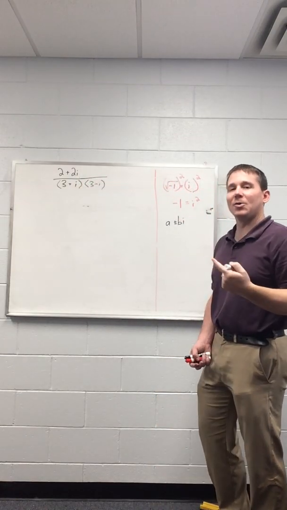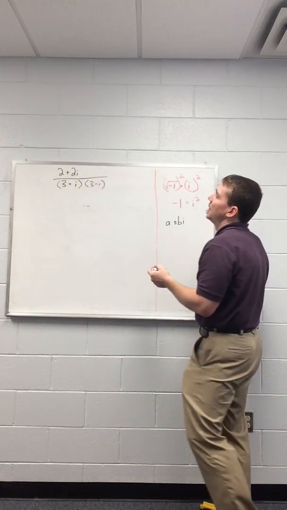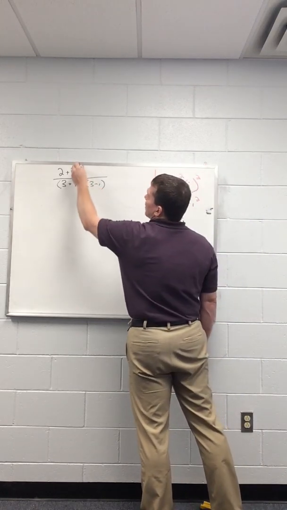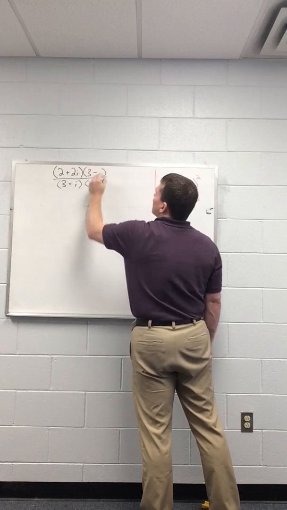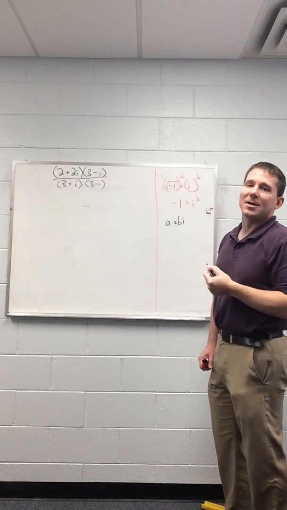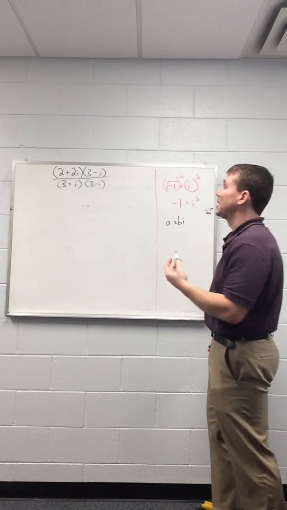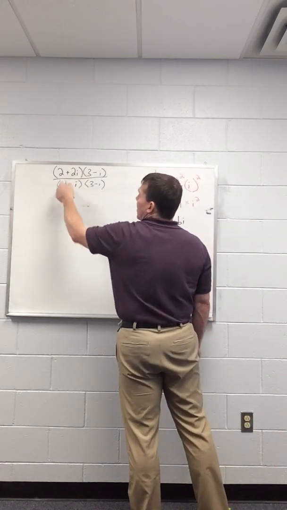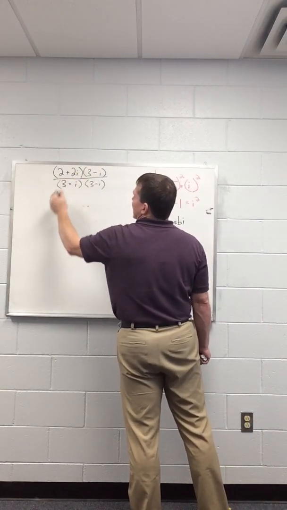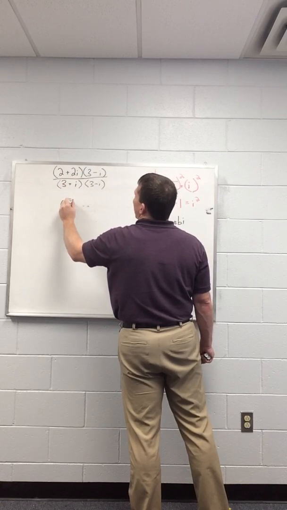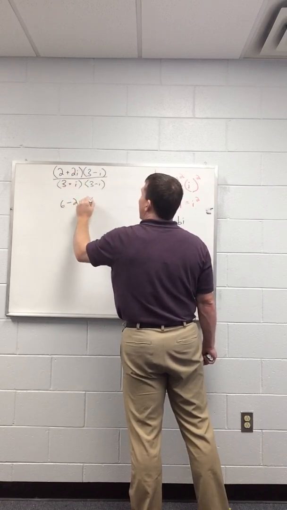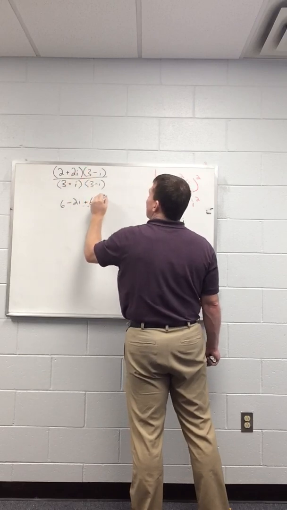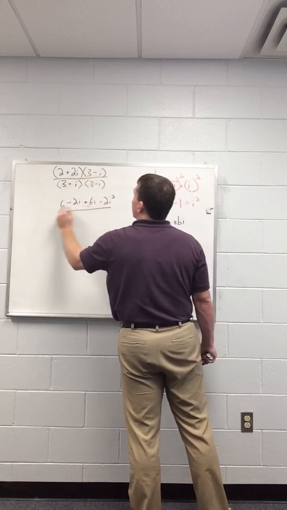You guys know how algebra and fractions work. If I multiply by 3 minus i on the bottom, to keep things equal, I have to multiply by 3 minus i on top. Which basically means I get to practice my foiling a little bit. So FOIL on top. 2 times 3 is 6. 2 times negative i is negative 2i. 2i times 3 is 6i. 2i times negative i is negative 2i squared.